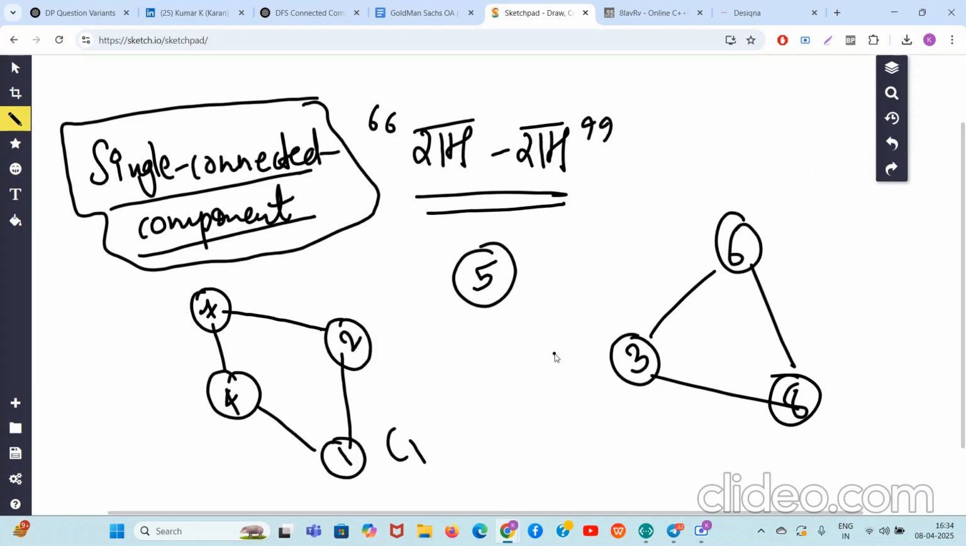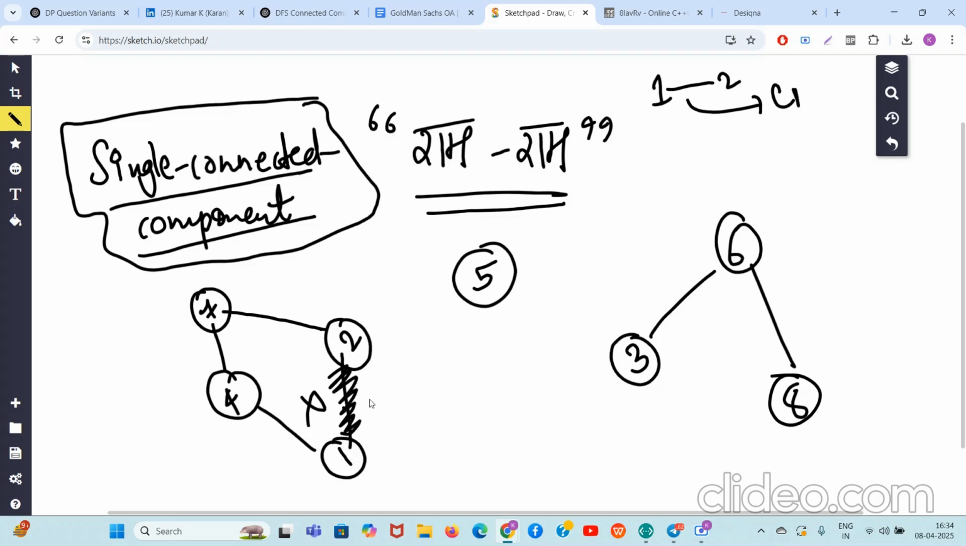What you can do is, from the first component you can break this edge 1 to 2. Let's say edge 1 to 2 is e1. Okay, so I break e1 here and I use this edge to connect 1 to 5.